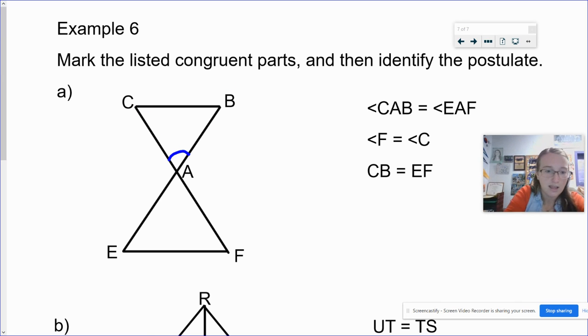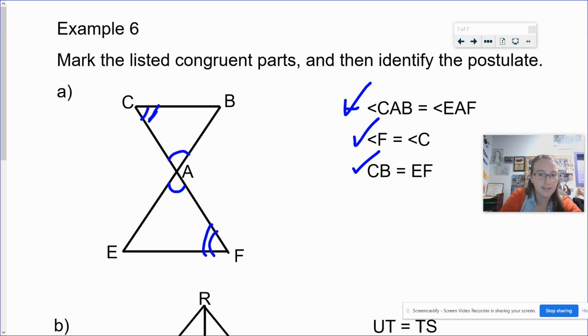Okay, so let's see, following with our fingers, we got C to A to B is this angle. E to A to F is this angle, right? That's right in the middle there. So those are marked congruent. We also have angle C, check. We also have angle F. I'm going to mark this with 2. That's a different set of congruent angles. And then we have CB, which is right here, congruent to EF.